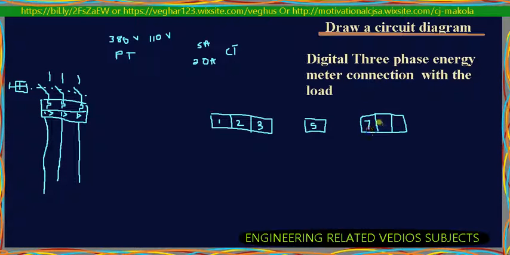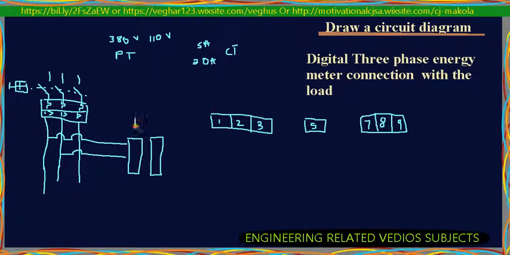So what do you check? You check the ratings, whether it is able to handle the current that flows. If not, you have to buy transformers that are able to step down the voltage and the current as well, so that it can be readable by the energy meter. Otherwise the energy meter can be damaged, so it has to be protected. So you connect it like this.